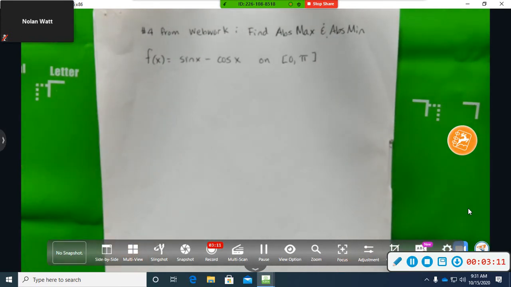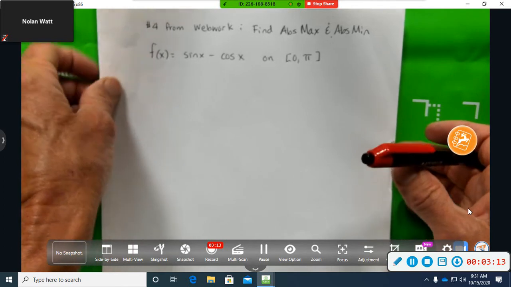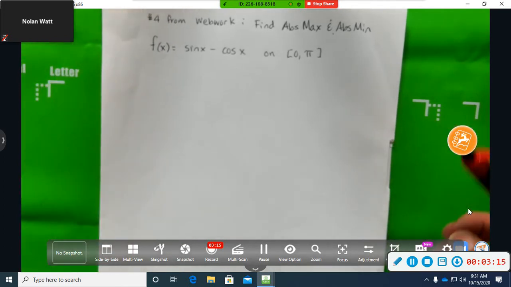So we're guaranteed that every continuous function defined on a closed interval has both an absolute maximum and an absolute minimum. What makes you think this is a continuous function? Yeah, sines and cosines individually are continuous, and so the difference of them is also continuous.